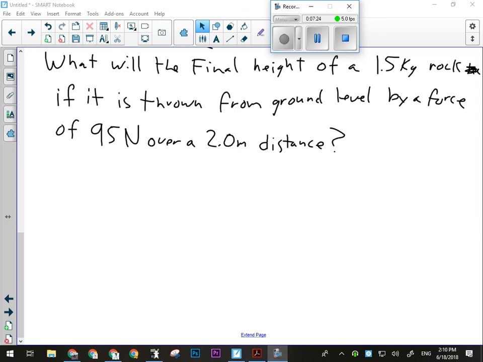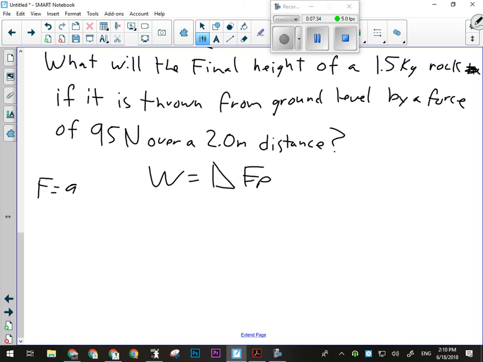All right, so as we said here, we're looking for a change in potential energy. So the work being done is going to change the potential energy here. The stuff we know: the force, 95 newtons; the distance over which it acts, 2 meters; the mass, 1.5 kilograms. And we know that it's thrown from ground level, which means our initial height is 0 meters.